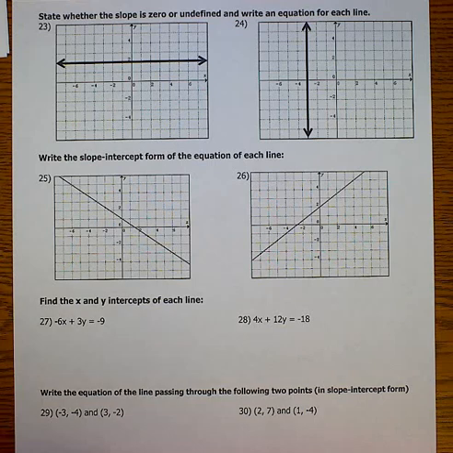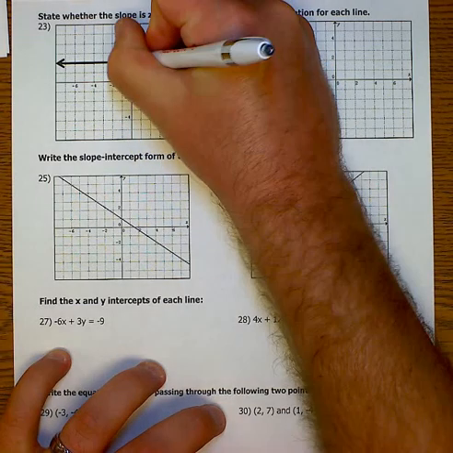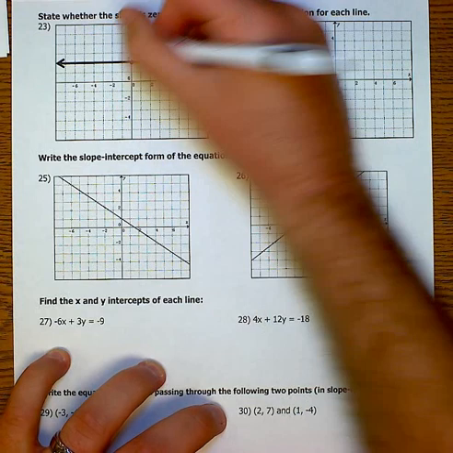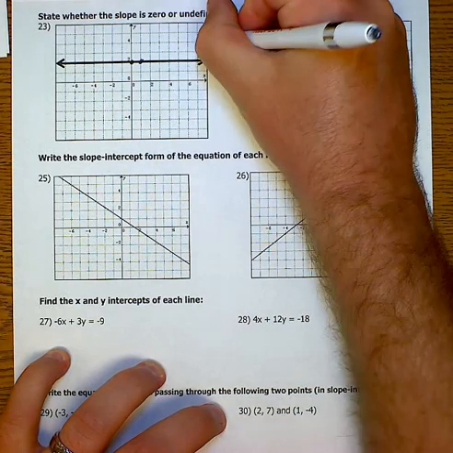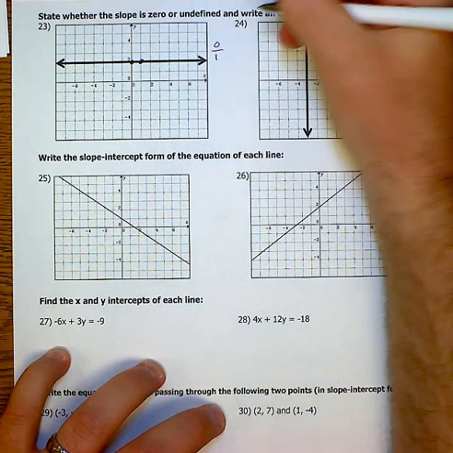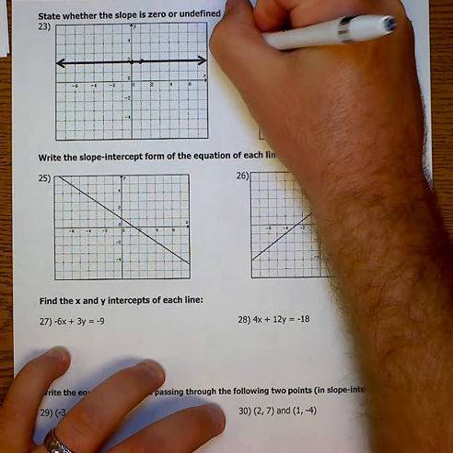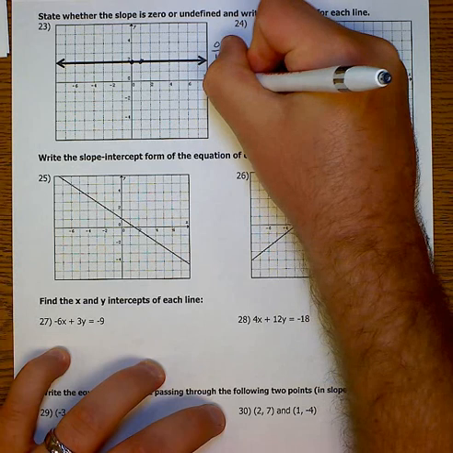Okay, for number 23 and 24, you are writing whether the slope is 0 or undefined, and then write the equation for each line. Horizontal, basically it's flat, so there's no rise, right? So if I pick 2 points on the line, so let's say this one and this one, the rise is nothing. It doesn't go up at all. The run is 1. Okay, so the slope is rise over run, so 0 divided by 1 is 0. My slope is 0 for number 23.